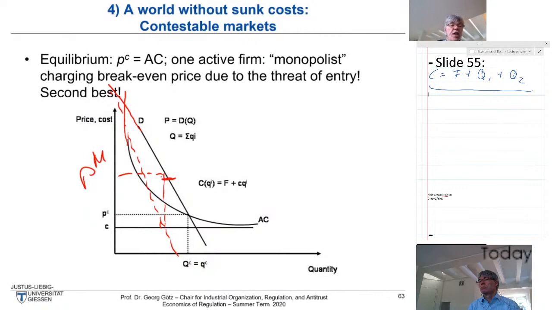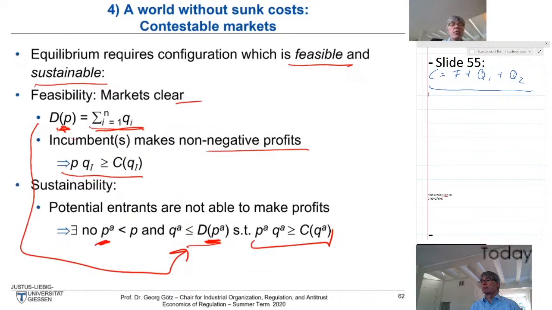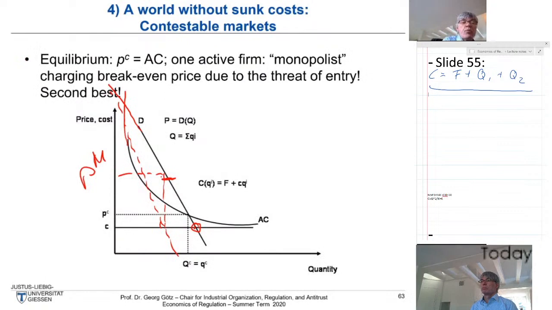And how far do they have to reduce the price? Certainly not as in the Bertrand paradox, to price equal marginal cost, because at a price equal to marginal cost the firm would make losses. The only sensible solution, going back to our feasibility condition, is that price is equal to average cost, because then you just cover your cost.